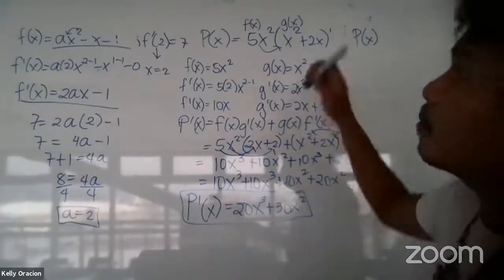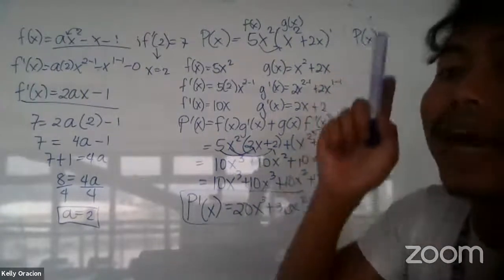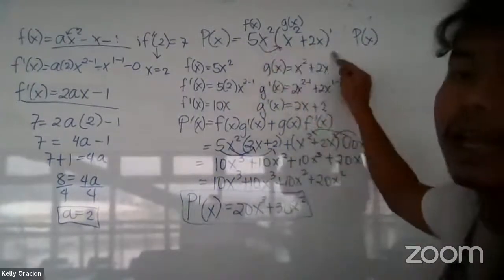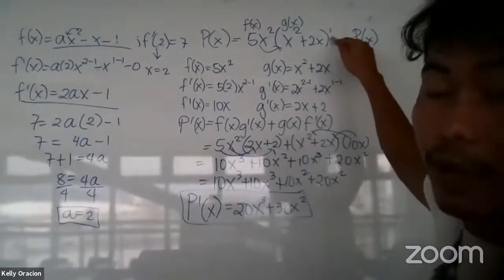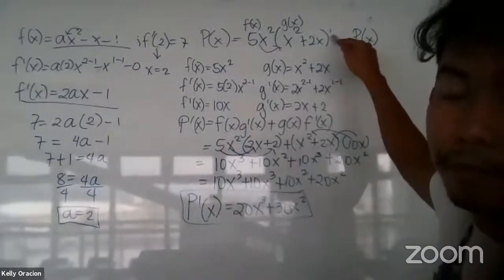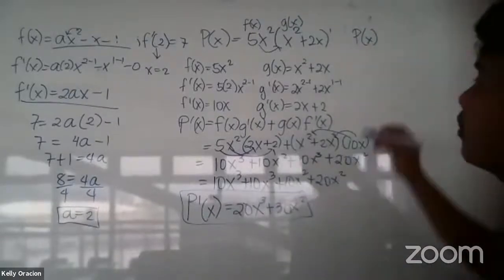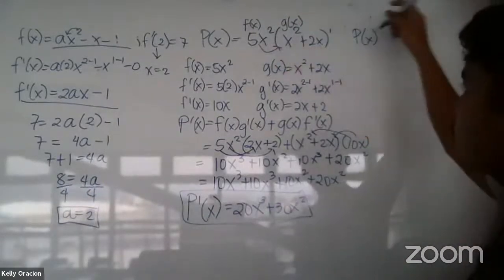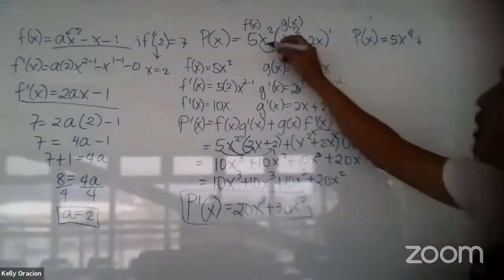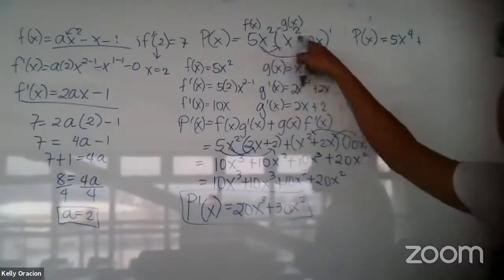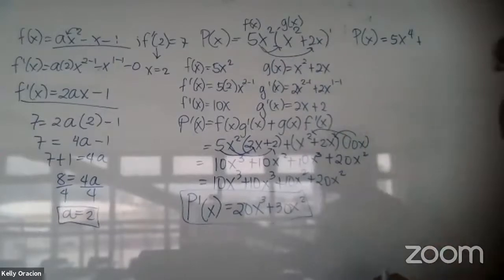Again, please take note of this one also. You only distribute this way when the exponent is 1. If it is squared, you cannot distribute directly. Okay? So 5x squared times x squared, that's 5x raised to 4, plus 5x squared times 2x, that's 10x cubed.